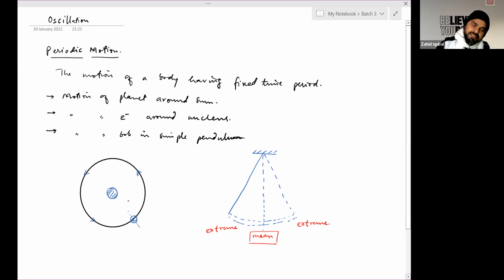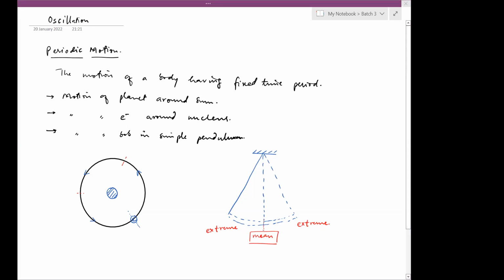But on the left-hand side, for the electron, on a complete rotation it repeats its path again. So it is not defined about any given fixed point. We may take its initial position to be this part, this part, or any other part. But in the case of a simple pendulum, the mean position will always be at this point. Is it clear? Abhinav, any doubt? No, sir.